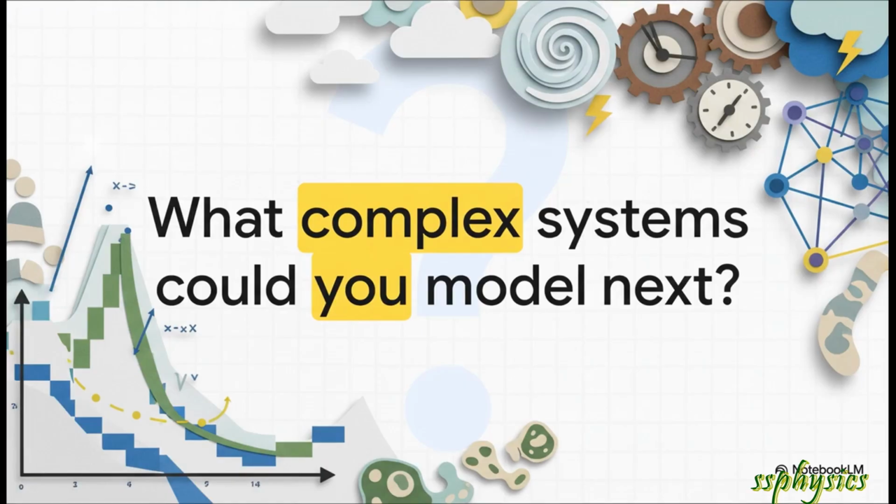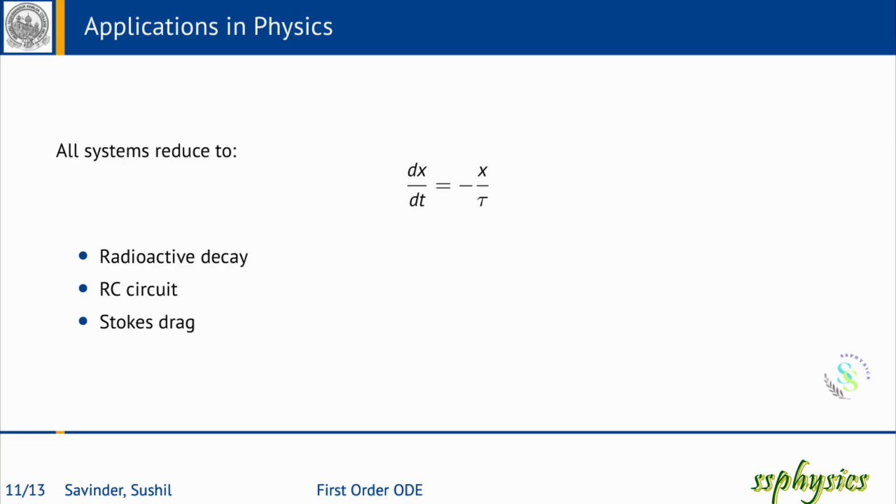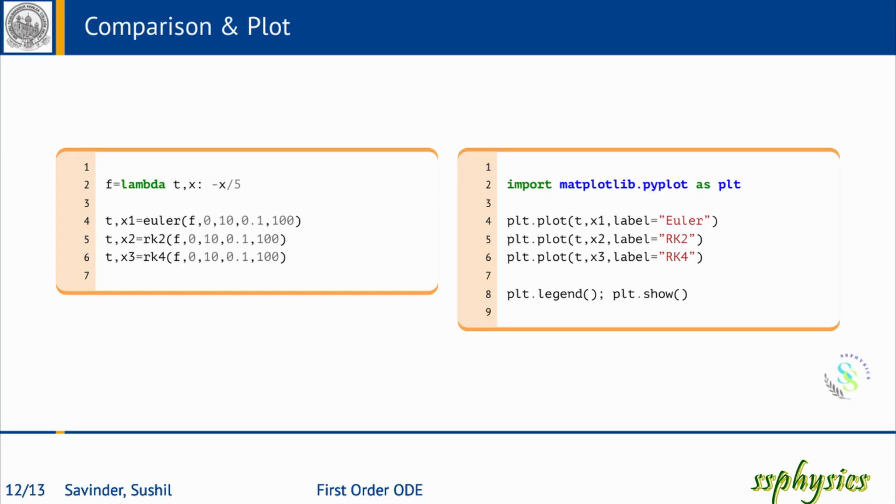So we've gone on quite a journey, right? From a simple rule of change all the way to incredibly powerful, accurate methods for predicting a system's future. We've basically unlocked the ability to solve a huge class of problems that are just impossible to do by hand. So I'll leave you with this thought. Now that you have these tools in your toolkit, what complex dynamic systems in your own world could you start to model next?